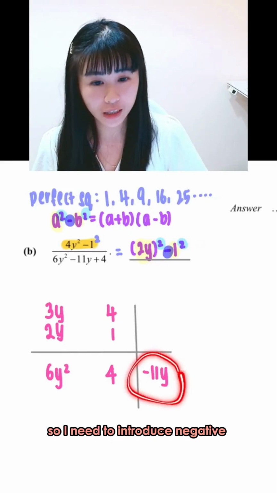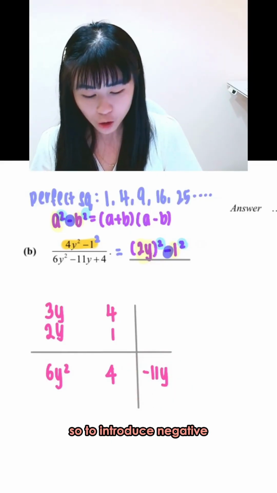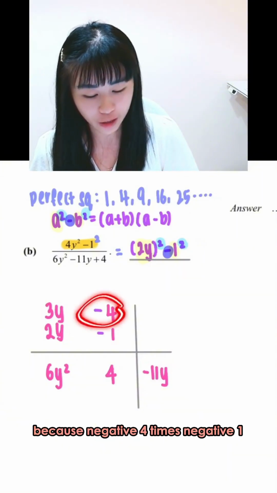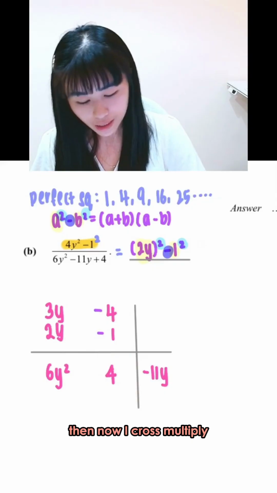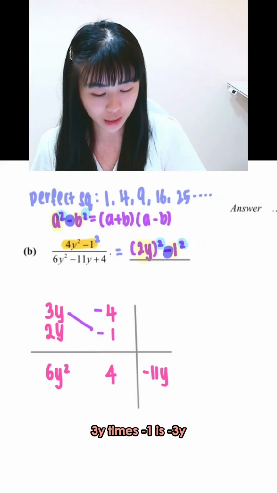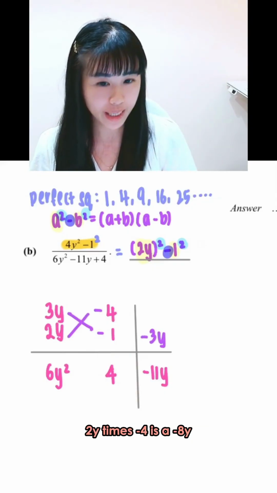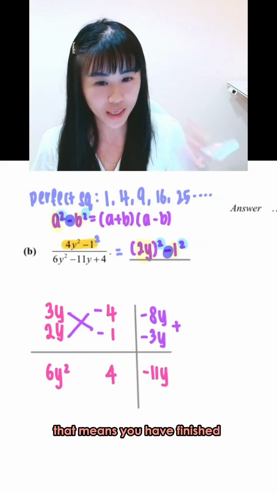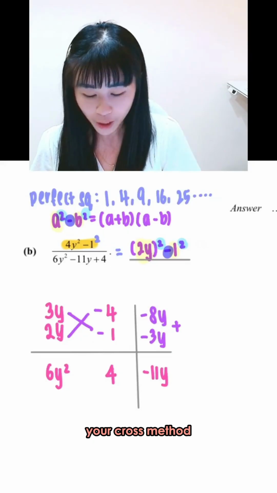See, here got negative. So I need to introduce negative. So to introduce negative, I can take negative times negative, gives me positive. Because negative 4 times negative 1 gives me positive 4. Then now I cross multiply. 3y times negative 1 is negative 3y. 2y times negative 4 is negative 8y. You plus together is a negative 11y. That means you have finished your cross method.